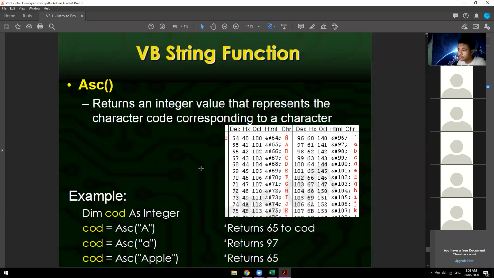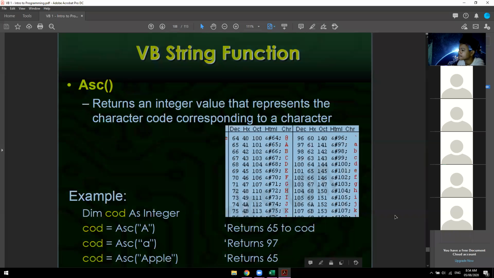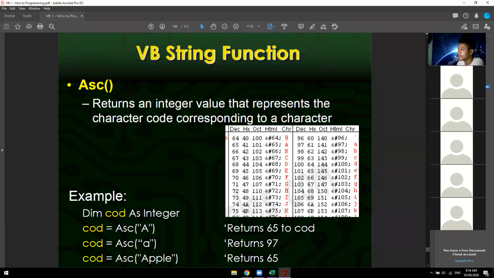Okay? And then meron naman tayong vice versa, wherein from ASCII code, ipapakita nyo yung number code, or yung decimal code. Okay? So ASCII code "A", and then ano yung A natin? So 65. So this will return 65. And then small letter a, so this will return 97.